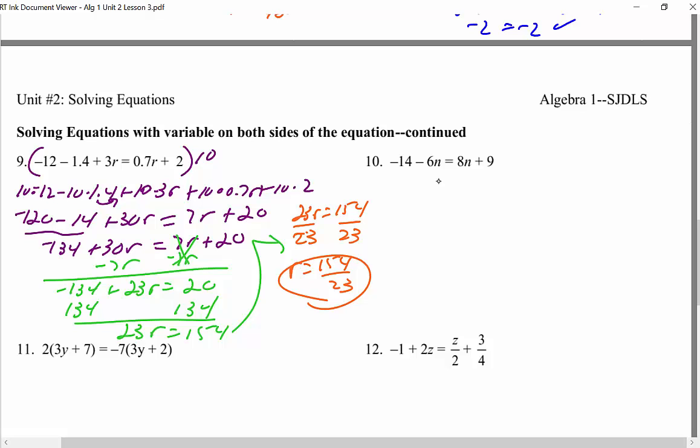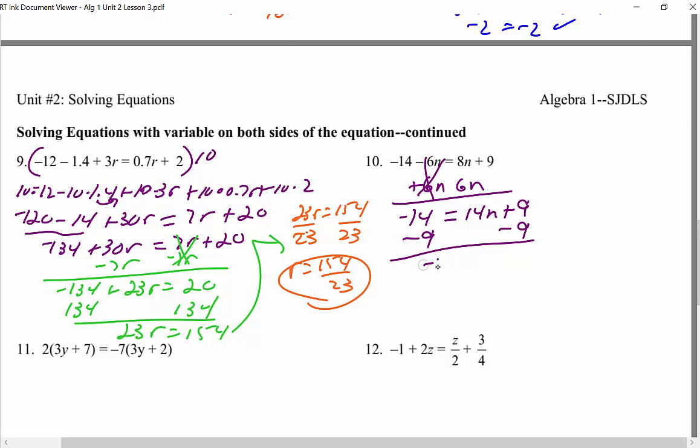Okay, next problem. Nothing to simplify. What side do you want the n's on? I pick right. So this is minus 6n, so I'm going to do the opposite. I'm going to add 6n. So negative 14 minus 6n and 6n cancel, equals 8n and 6n is 14n plus 9. We then subtract 9 from both sides. Negative 14 minus 9 is negative 23 equals 14n.